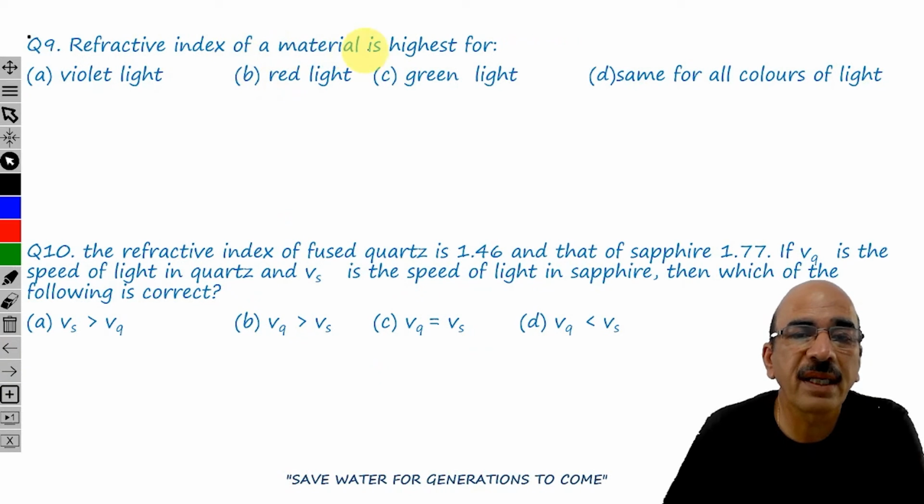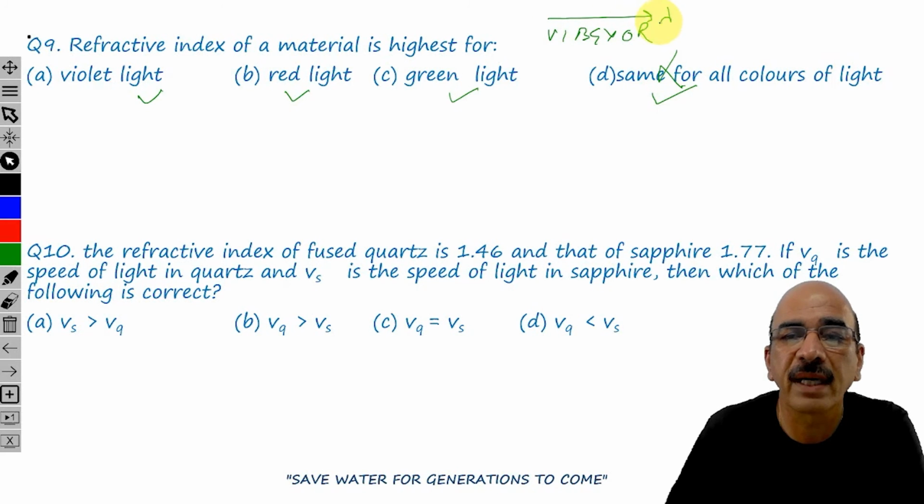The refractive index of a material is highest for which color of light? Violet light, red light, green light, or same for all colors of light. So it is not the same for all. We have discussed that V, I, B, G, Y, O, R, and wavelength increases like this. So the highest wavelength is of red color, and the lowest wavelength is of violet color.